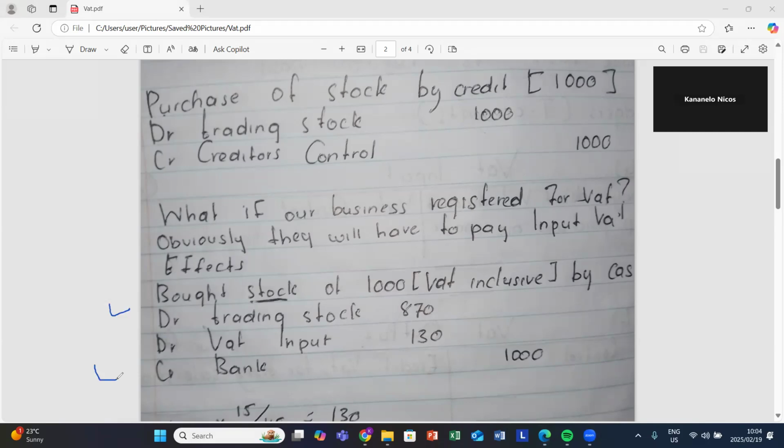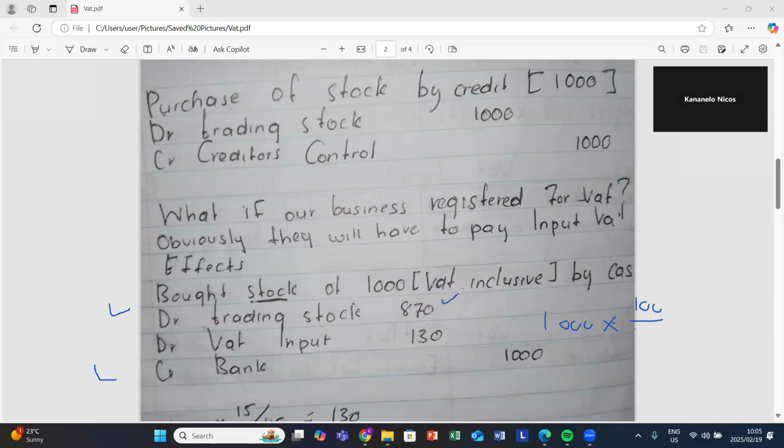And remember that your trading stock should always be VAT exclusive. The value of your trading stock should always be VAT exclusive. So how much do we have? The stock that we bought is 1,000 rand, but that 1,000 rand is VAT inclusive. So we know that the value of trading stock should be VAT exclusive. We are going to use the traditional formula: amount multiplied by what I want over what I have. Therefore, 1,000 rand multiplied by VAT exclusive, meaning multiplied by 100 divided by 115. And then we get your value of trading stock, which amounts to 870.